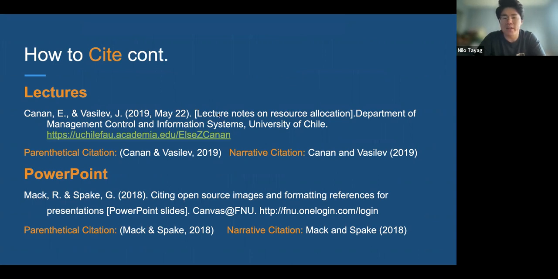Go ahead and put in brackets that these are lecture notes on resource allocation. And then we want the department and school that the lecture came from. So in this case, it would be the Department of Management Control and Information Systems, comma, and then the name of the school, University of Chile, in this point.